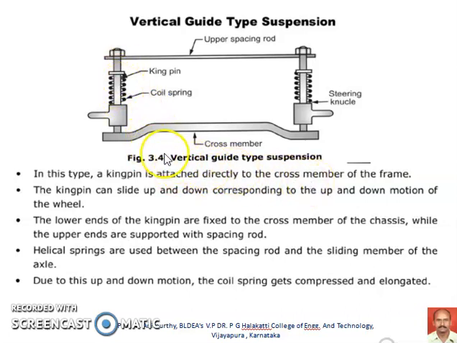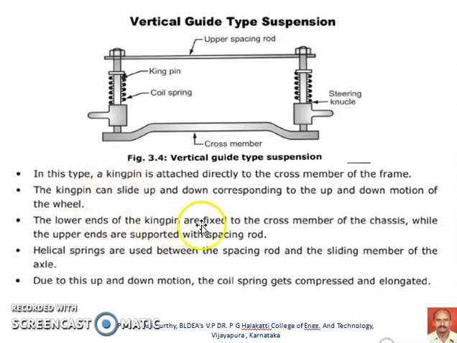Kingpin is directly attached to the cross member of the frame. So this is the cross member over which the kingpin is directly attached. So here the kingpin can slide up and down corresponding to the up and down motion of the wheel. When the wheel is mounted here and moves over irregularities, along with the wheel this stub axle will move up and down, making the sliding motion here, and the coil spring is supporting that motion, and the kingpin can slide up and down corresponding to the up and down motion of the wheel.